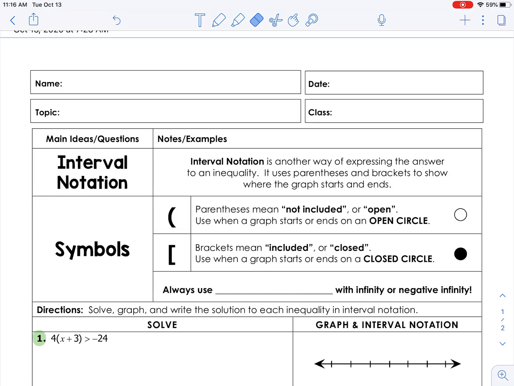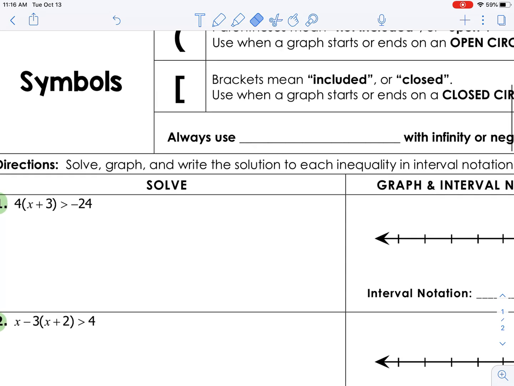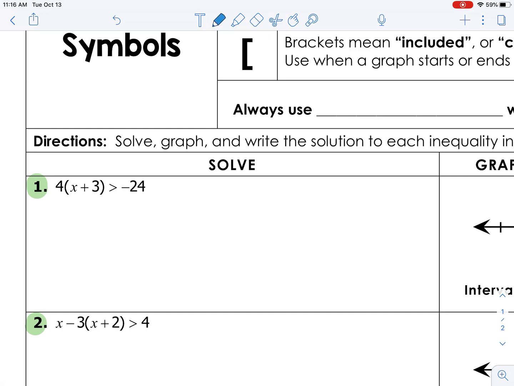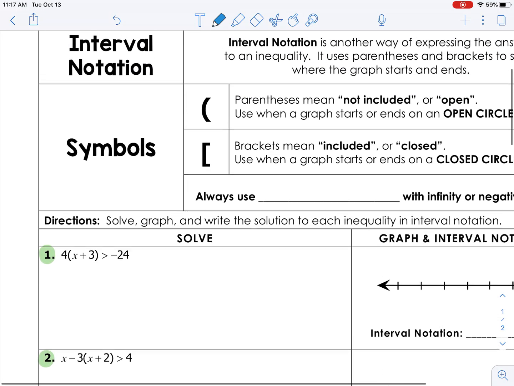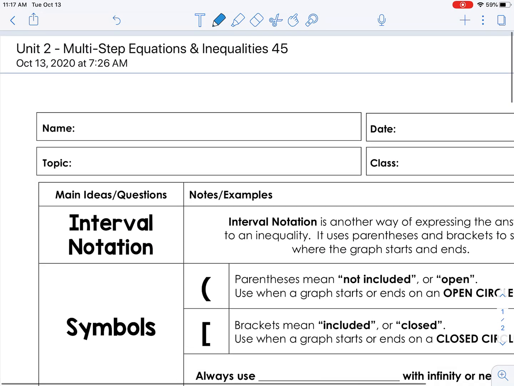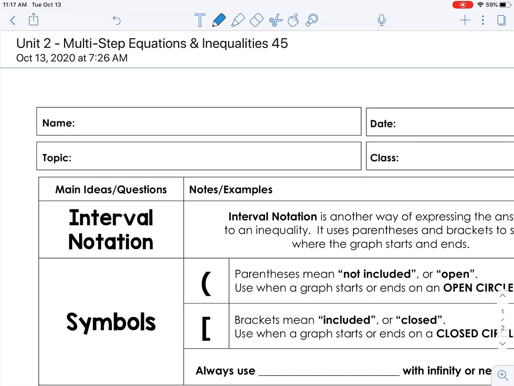Today we're going to talk about multi-step inequalities. The only difference today between the equations that we've looked at previously is we no longer have an equal sign. See here, I've got an inequality symbol instead of an equal sign. Normally we're used to seeing 4 times x plus 3 equals negative 24, but now we're looking at 4 times x plus 3 is greater than negative 24. So we need to reintroduce ourselves to the inequality symbols.